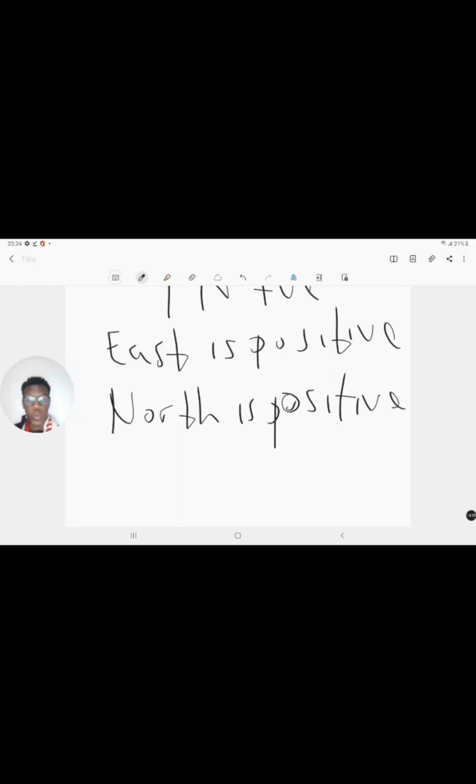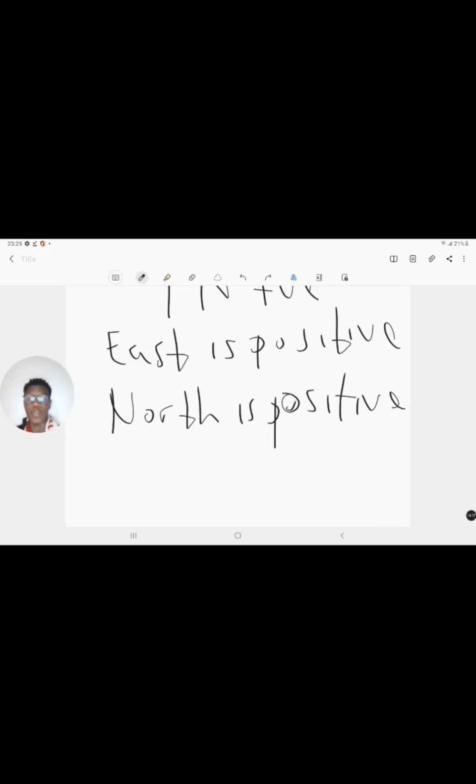Now, there's no reason why you should choose east to be positive and north to be positive. They could be negative. Both of them could be negative. East could be negative and north could be negative. You have to decide, right? You can decide. No one can decide for you. What I'm choosing right now is simply a preference. I want anything that moves towards the right, towards the east, to be positive, and I want anything that moves up to be positive. So if I want my east to be positive, then my west is going to be negative.